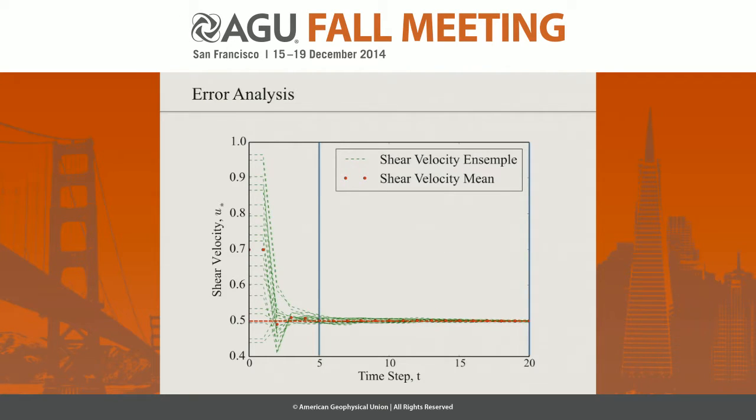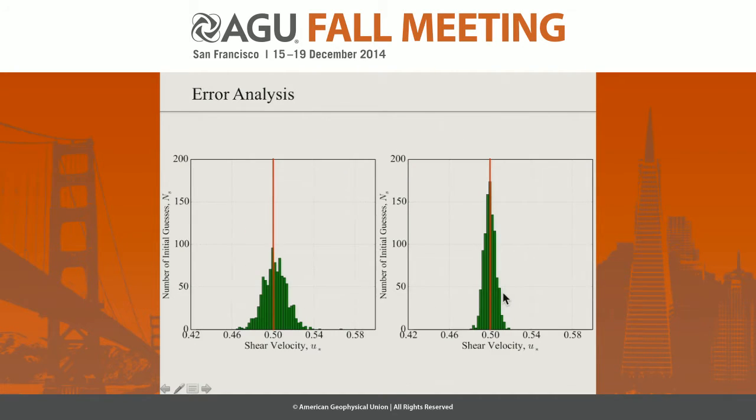This figure here shows how the observed error will influence the conversion and the inversion process. Again, for this ideal test case, the real shear velocity is 0.5. Each gray line here presents a shear velocity example. The red point here is the mean of the shear velocity. We will look at the detail in the fifth step and the final step.